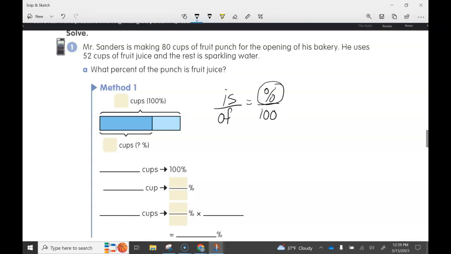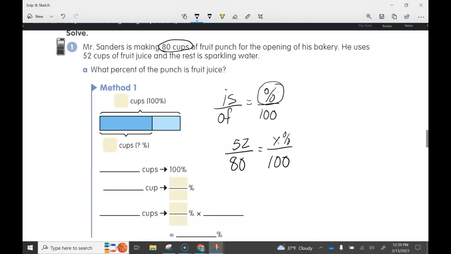So we can see 52 cups of fruit juice. We know he's making 80 cups total. That's going to equal the 100. So the of is the total amount. The is the partial of the total. And we don't know what the percent is. So now we have it set up like a proportion. And we don't need to go through all the steps that are in the book.